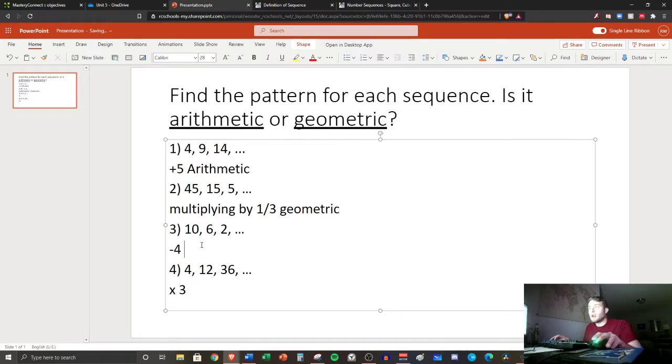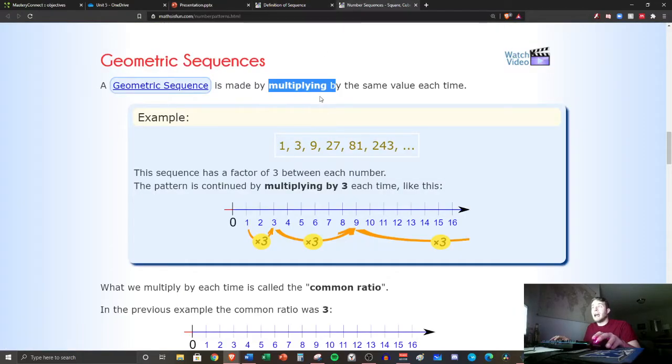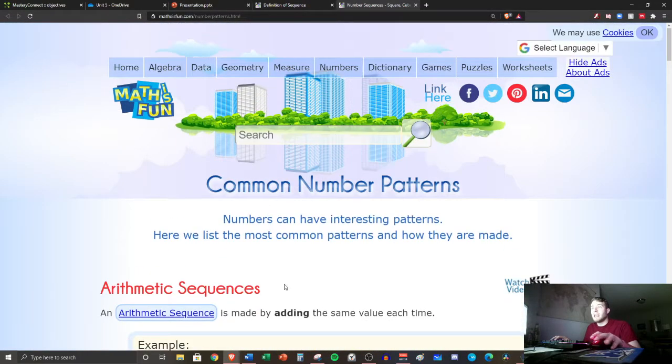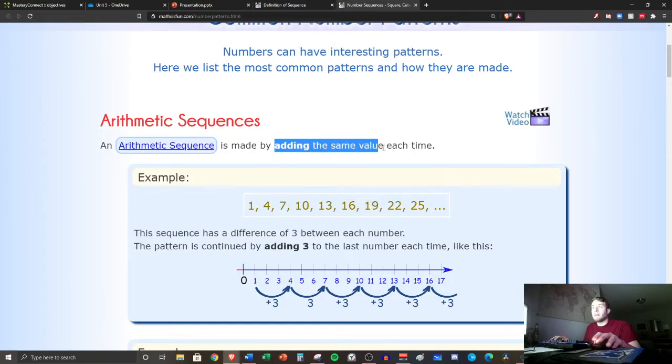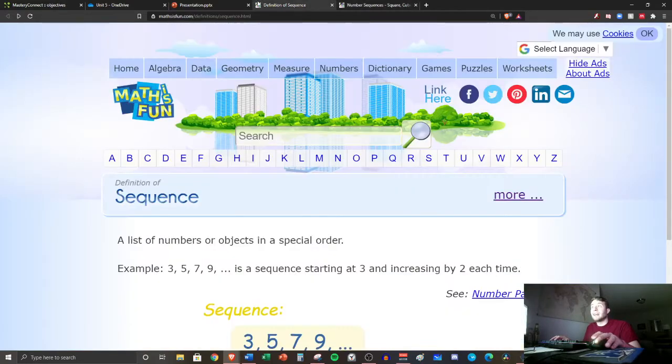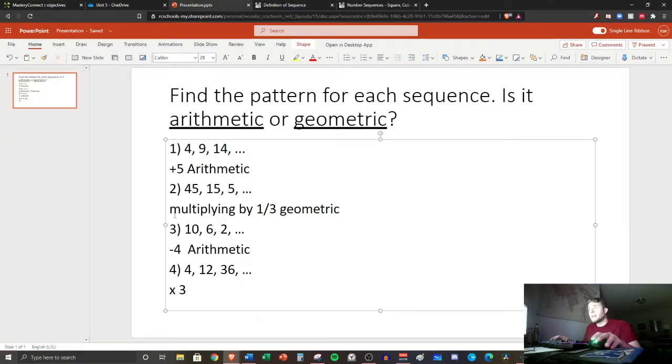What about this one? Subtract 4 each time. Well, that's arithmetic. And let's put it into a more additive form, because we said arithmetic sequences are made by adding the same value each time. So let's put it that way. Let's say adding -4, right? That's what we're doing. We're adding -4. That makes it arithmetic. Finally, we have this sequence here.